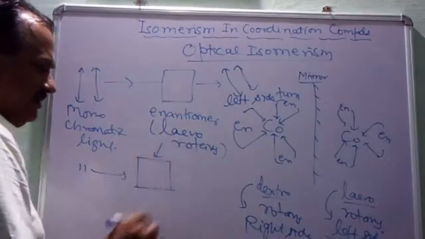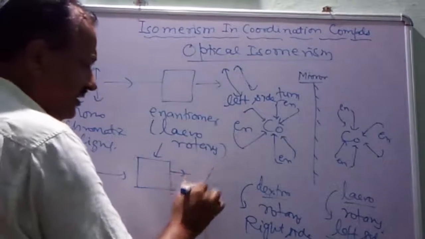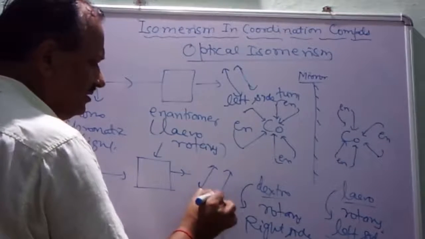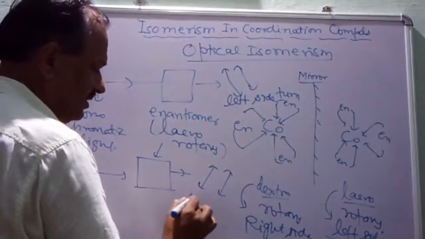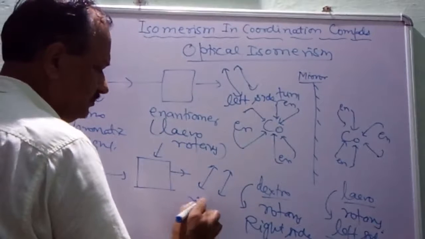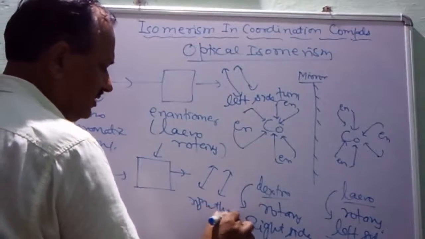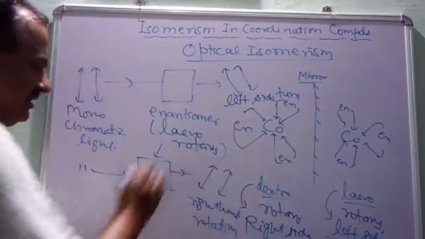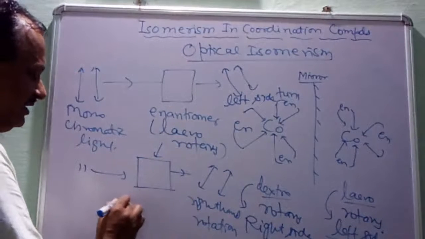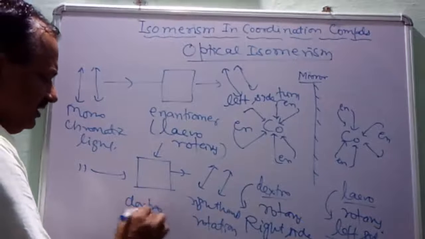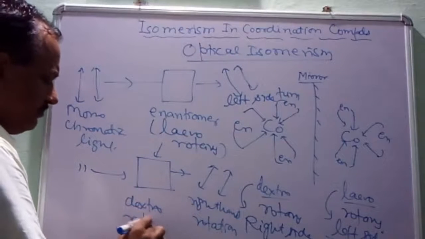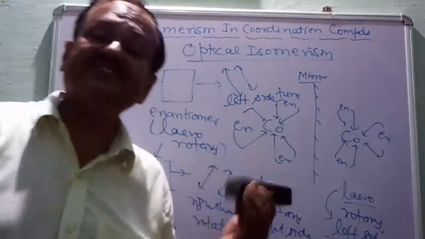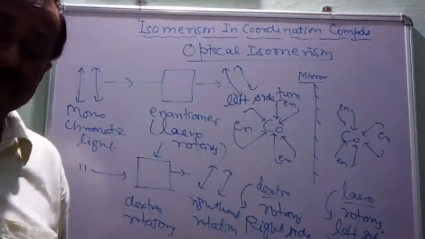On the other side, if you do the same, here we have the enantiomer, and here there will be the right hand rotation. This is the right hand rotation, and in this condition, the enantiomer will be dextrorotatory. So this is the basic idea about the optical isomers.